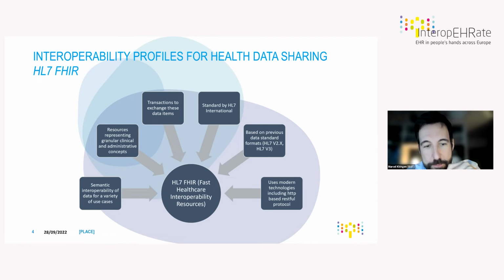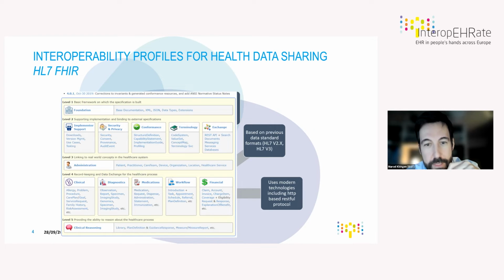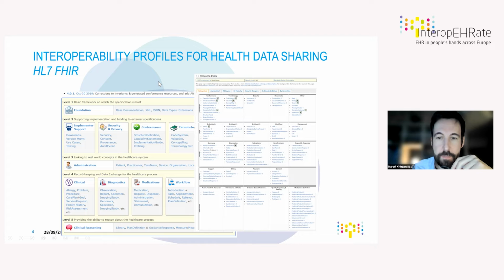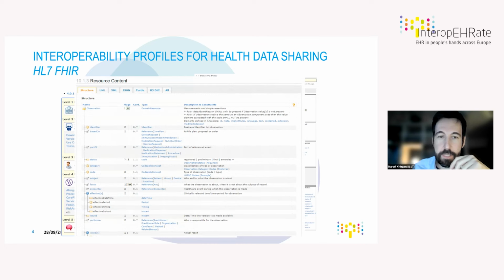Next slide, please. Here we can see that the resources that HL7 FHIR provides are structured in different categories. Next one, please. And these are the basic FHIR resources. Next slide, please. And here we can see the structure of a specific resource, which is called observation. The observation resource can be used for diagnosis, for example.